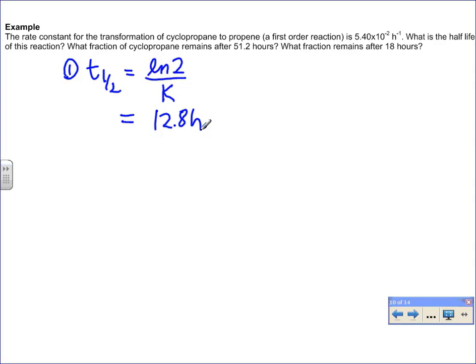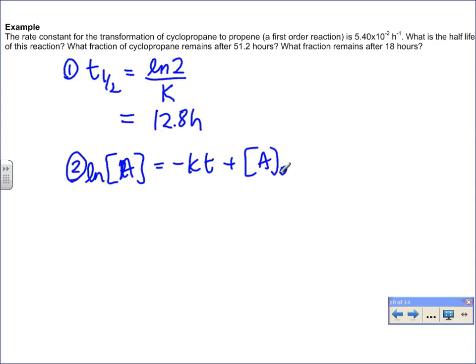Now in the second question it asks what fraction of cyclopropane remains after 51.2 hours. So if you want to know what is left after a particular amount of time, what you need to do is look at the linear relationship. Okay, so this is the linear relationship for a first order reaction.